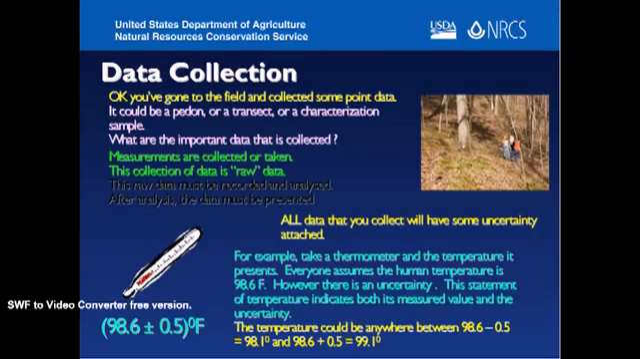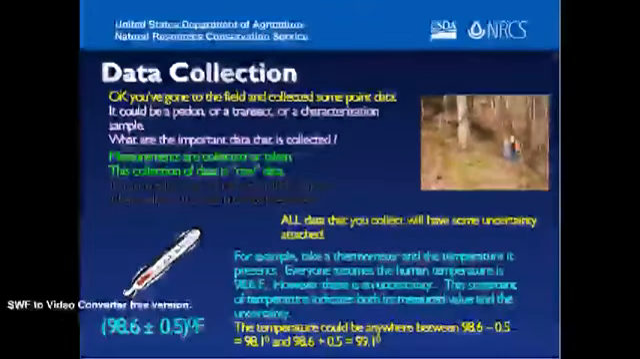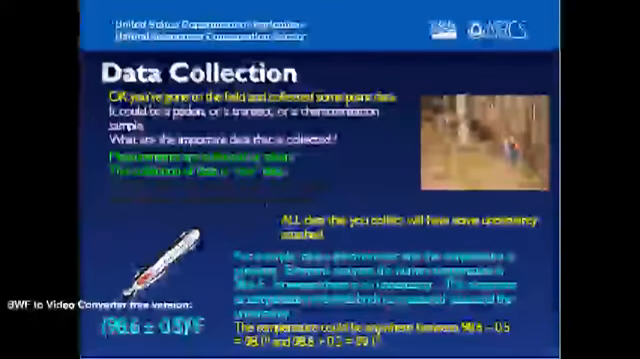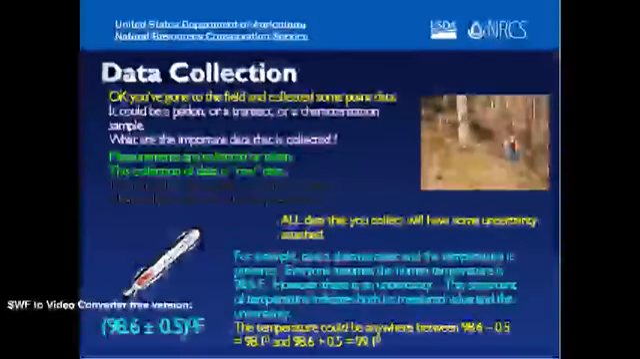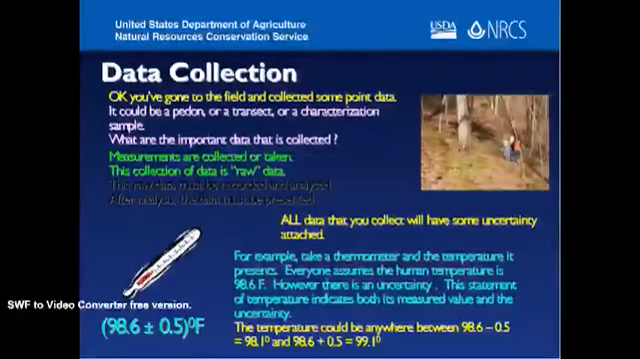And a case in point, I'll give you an example with a thermometer. A thermometer, everybody assumes that 98.6 degrees Fahrenheit is the temperature of a normal human body. But there is a degree of uncertainty in using that particular instrument. And typically on a thermometer it's 0.5 plus or minus. And so that means that the temperature that you're reading could literally be anywhere between 98.6 minus 0.5 or 98.6 degrees plus 0.5.